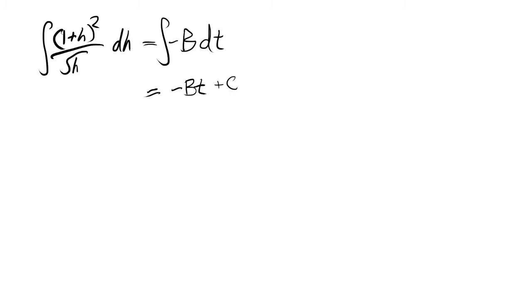Let's see. So we can split this thing into 3 terms, because we can just break open the power for this purpose. Then we have a large integral of 1 on root h plus 2h on root h plus h squared on root h dh. And this bit, we can just integrate each of the parts by itself.